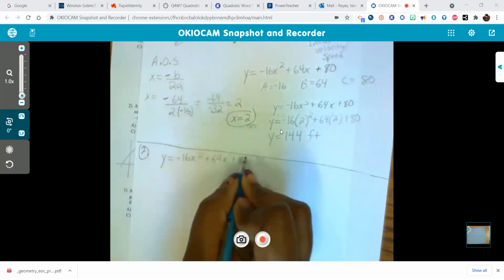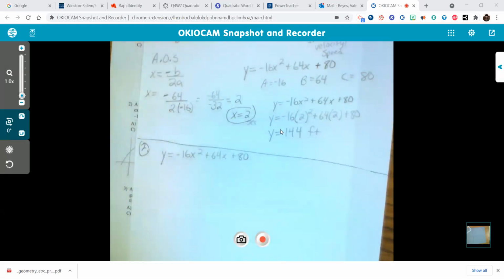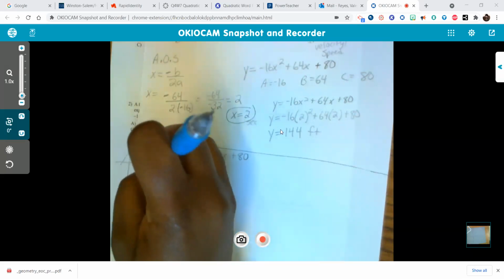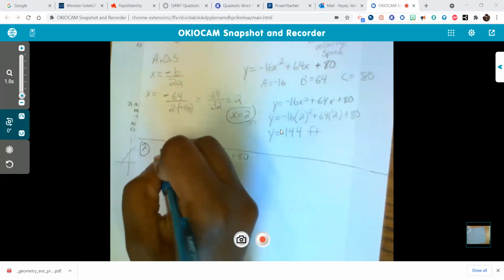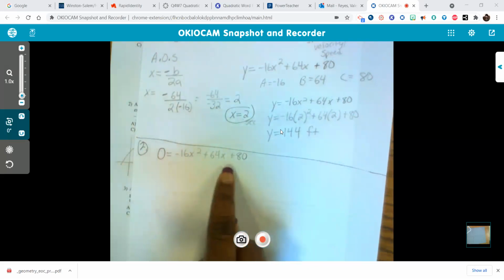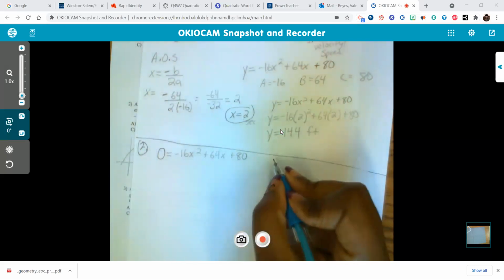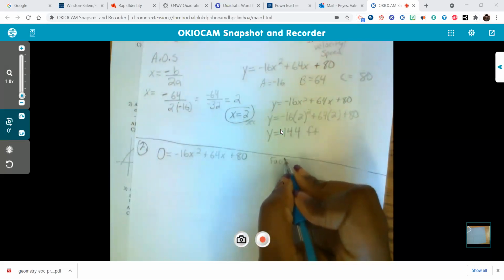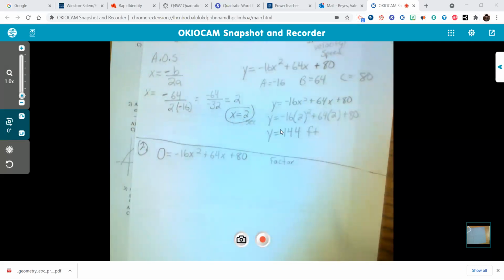Please, if you get lost, just tell me that you are lost. So what you need to know is that your y is going to be 0 because your height is 0 because it hits the ground. So in order to solve a quadratic function, sometimes you'll see something that looks like this. The first thing you have to do is factor, and then you set each of your factors equal to 0 and solve for x.